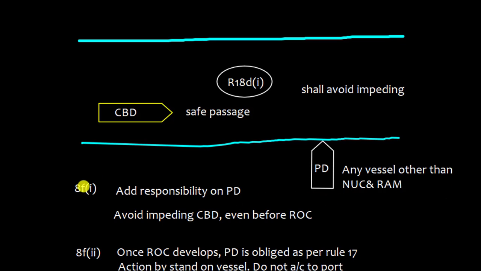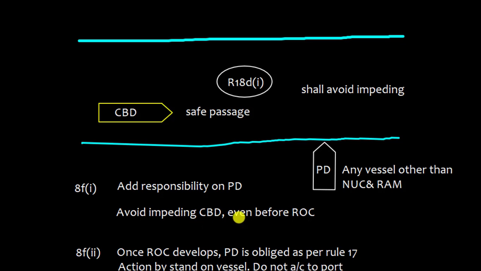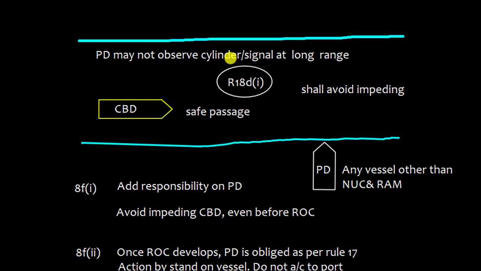Now 8F1, we know that this power-driven vessel should take early action. So basically Rule 8F1 adds additional responsibility on this power-driven vessel, and it should avoid impeding the CBD even before risk of collision. However, you know the CBD will have some signals like a cylinder or three red lights, so it may not be visible at a very long range. So the vessel comes closer and then realizes that this is a CBD.